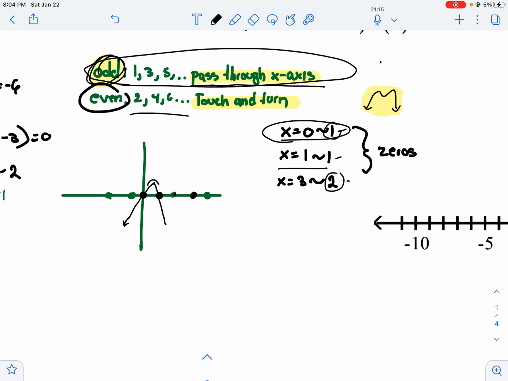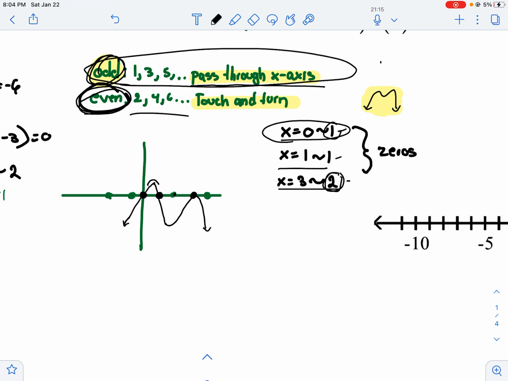So then we have this last one over here. X is equal to 3 with a multiplicity of 2. Now, is 2 even or odd? It's even. So because it's even, it's going to touch and turn. And I'm going to explain what happens there. You're going to curve, because you have to come back for it. You always have to come back for your zeros. So you curve up, but you're not going through again. This time, you're going to curve up, and you're going to go back down.